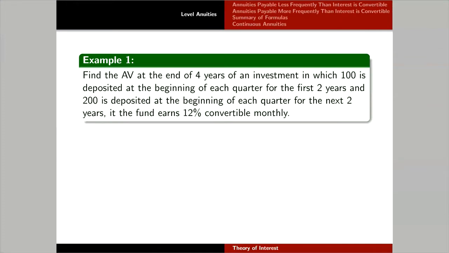Here's the problem. We have to find the accumulated value at the end of 4 years of this investment. 100 is invested at the beginning of each quarter for the first 2 years, and 200 is deposited at the beginning of each quarter for the next 2 years. Given i upper 12 equals 12%. It's very clear that PP is not equal to ICP, right?